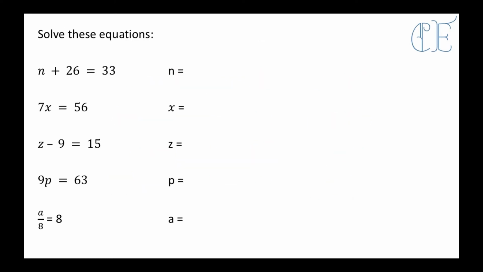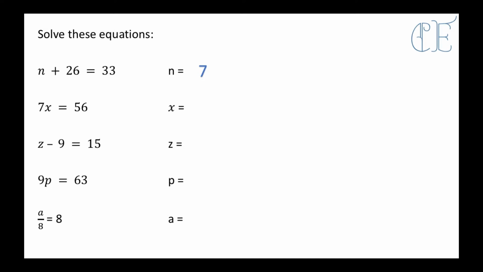So I want you to have a go at solving these equations now. They're similar to what we've just done, except I've written them in a little bit of a different way. Okay, if you've paused the video, let's go through the calculations. So we have n plus 26 equals 33. So in order to find the value of n, we need to do the opposite. So 33 take away 26 will be 7.